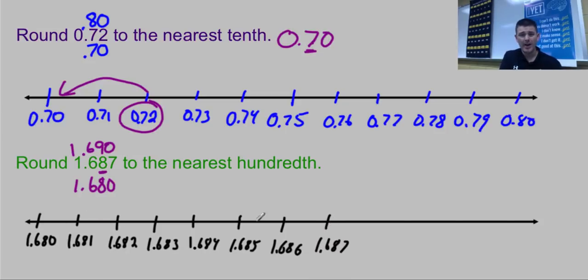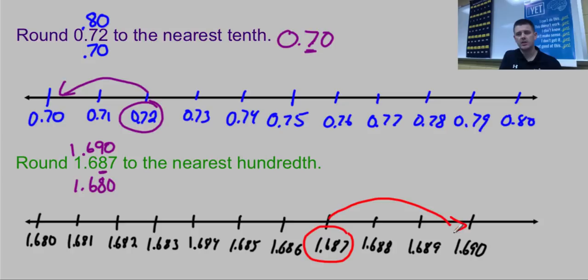Notice how far we already had to go from the 1.680, and I have 1.688, 1.689, and then lastly 1.690. I can see pretty easily that my 1.687 is closest to rounding up to my 1.69. So this one would round up to my 1.690 instead of my 1.680. So I like to think of it as 87 is closer to the 90 than it is back down to the 80.